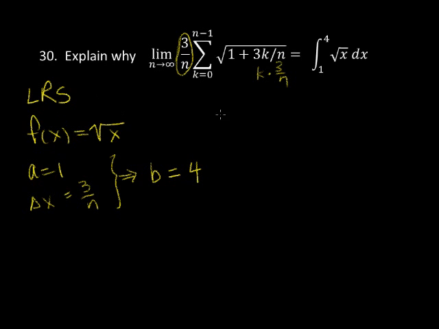And there we go. This is really all you have to do. You would say, in answer to this question, that this is a left Riemann sum for the function square root of x with a equals 1, b equals 4. And you're done. That proves it.